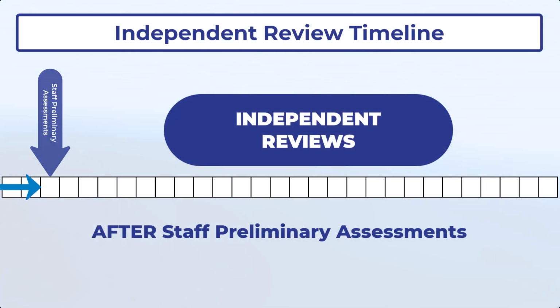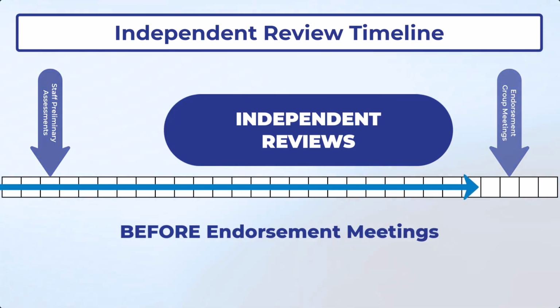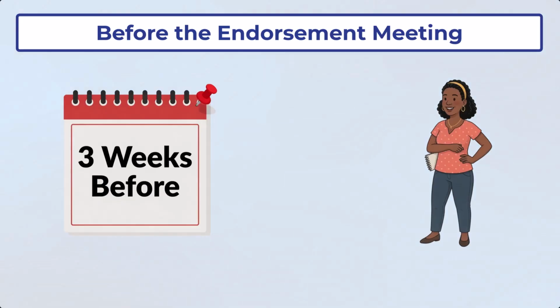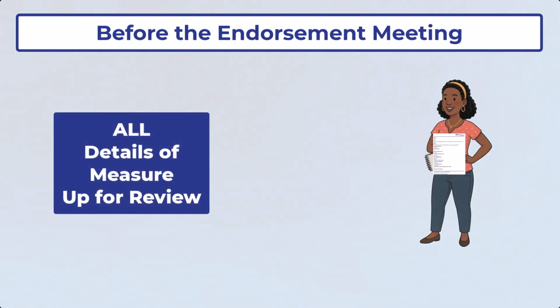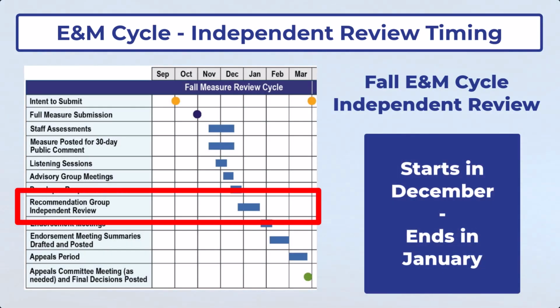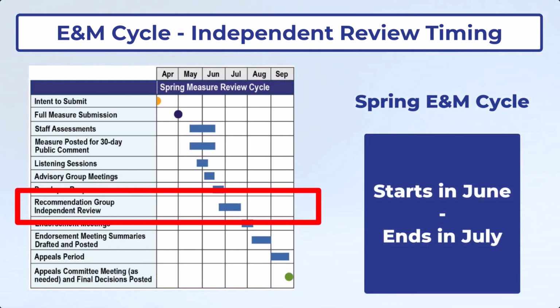The independent review step begins after the staff preliminary assessments, but before the endorsement meetings. At least 3 weeks prior to the endorsement meetings, you, as part of the recommendation group, will receive the full measure submission details for each measure up for review. For the fall E&M cycle, this independent review takes place over parts of December and January. The spring cycle review period takes place over parts of June and July.